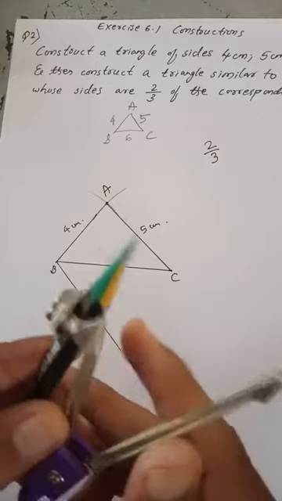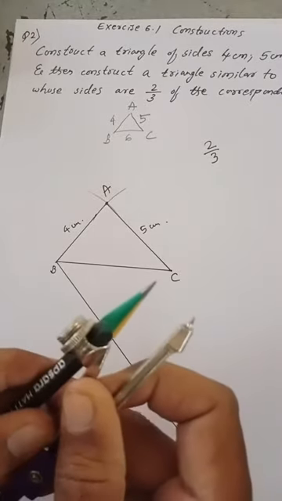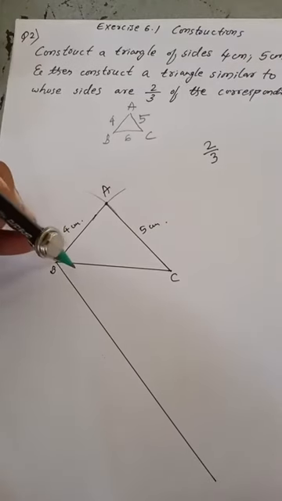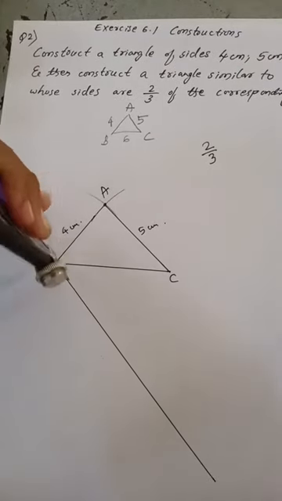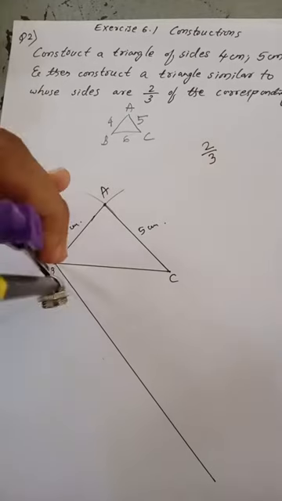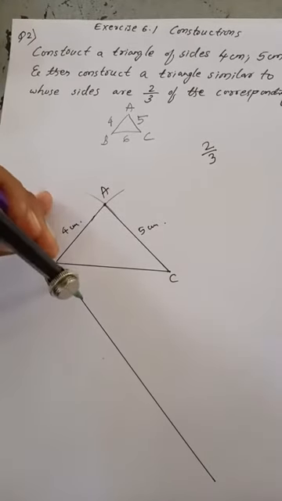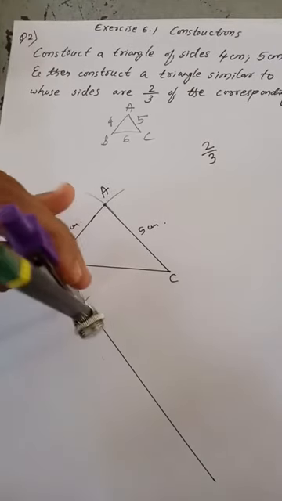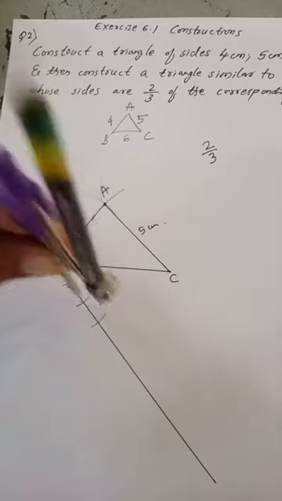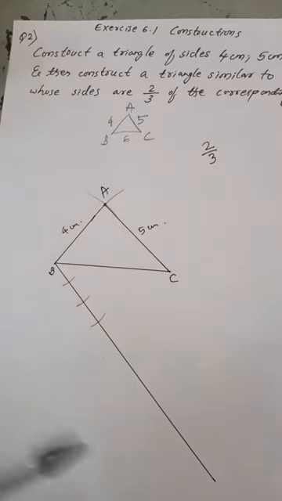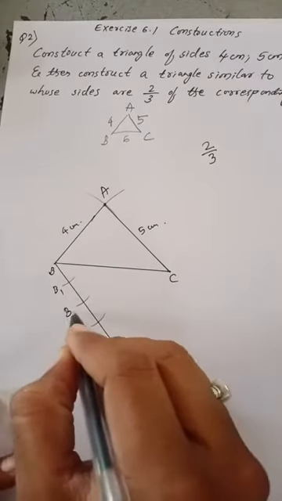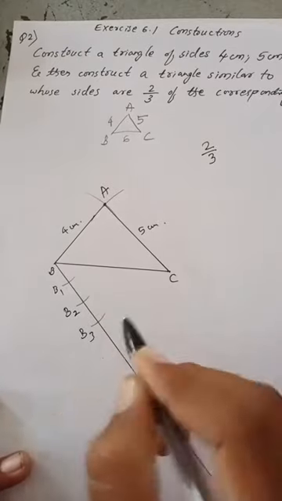Now, for only 2-3 cuts, you can take a little more distance like this. I have taken this much here. Keep it on the B point and make the first cut. This is the first, this is the second cut, and this is the third cut. Once you do this, we have to label them B1, B2, B3.